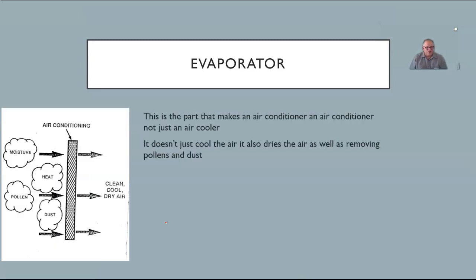Now, here's the air conditioning part. It is going to remove more than heat from out of the air. It is also going to remove moisture. And this is critical. We'll talk about this on the next slide. But as well as removing moisture, it is also going to remove pollen and dust from out of the air.